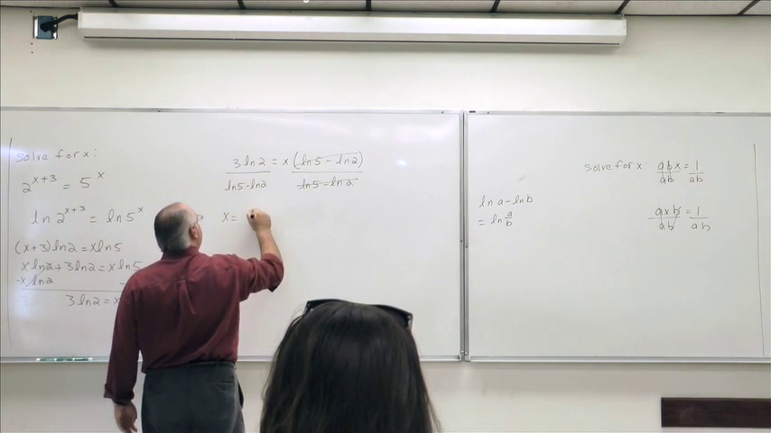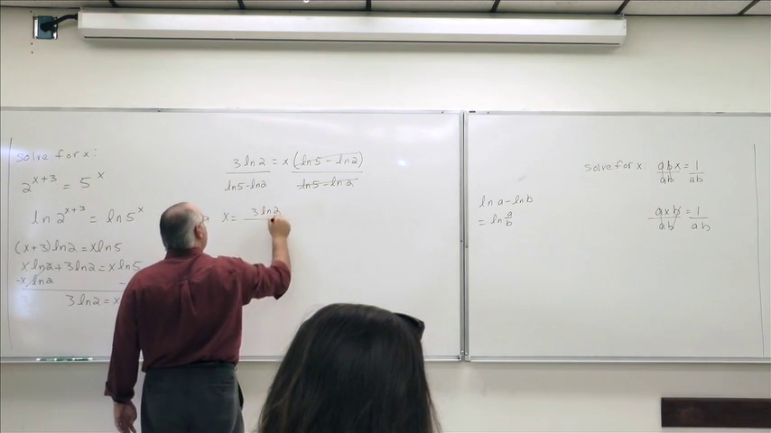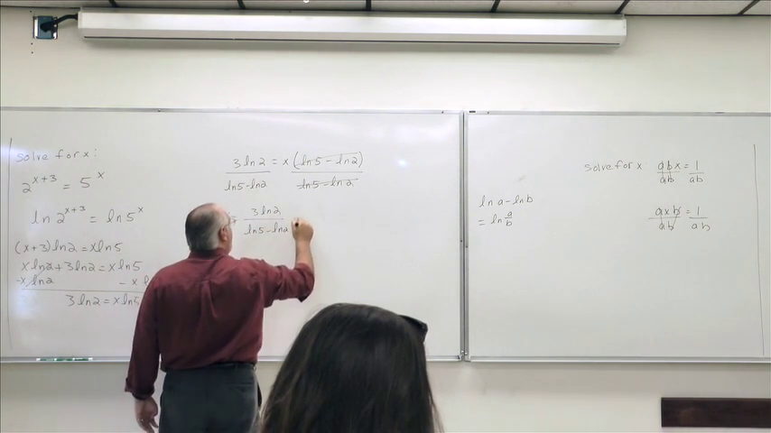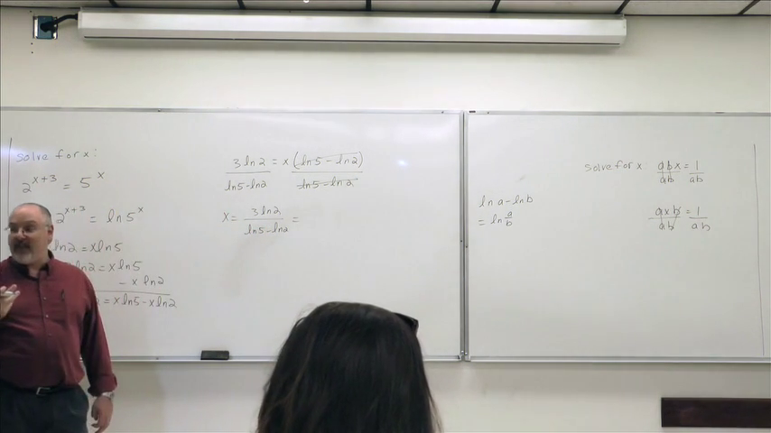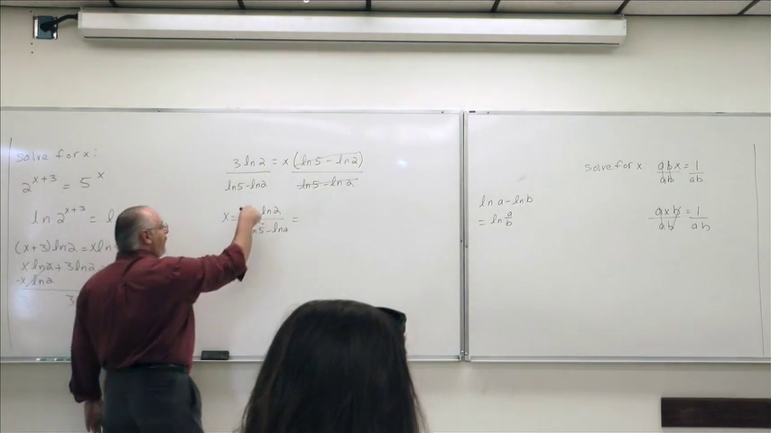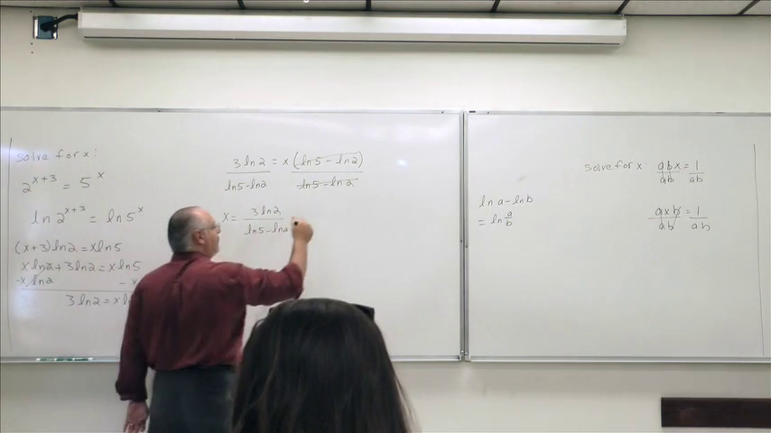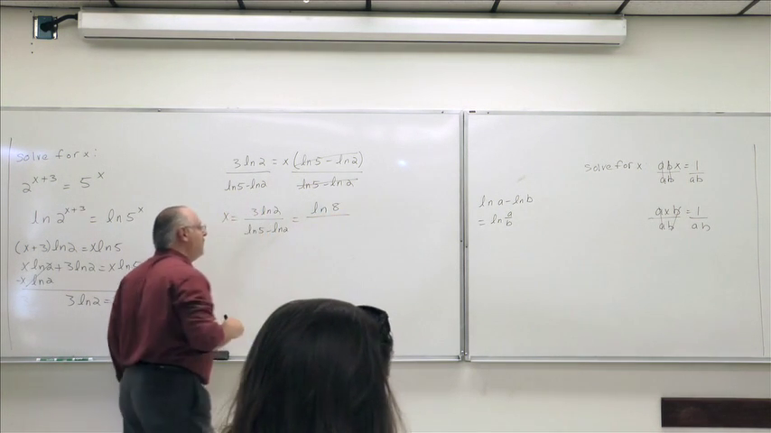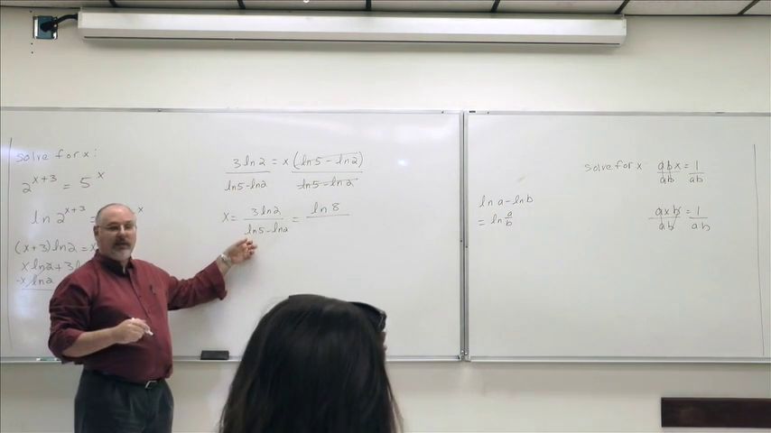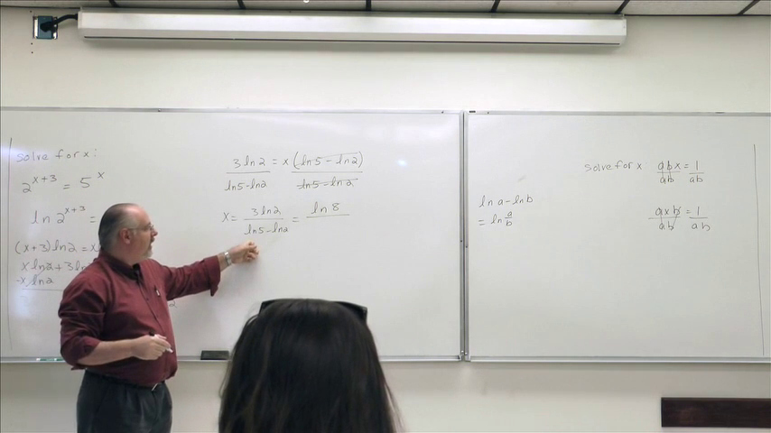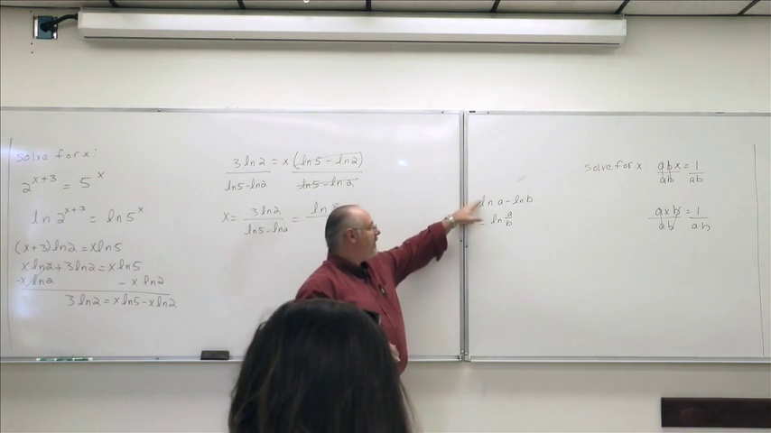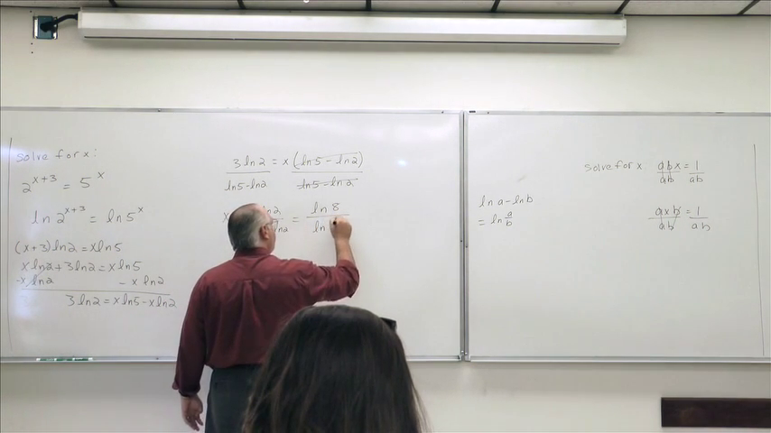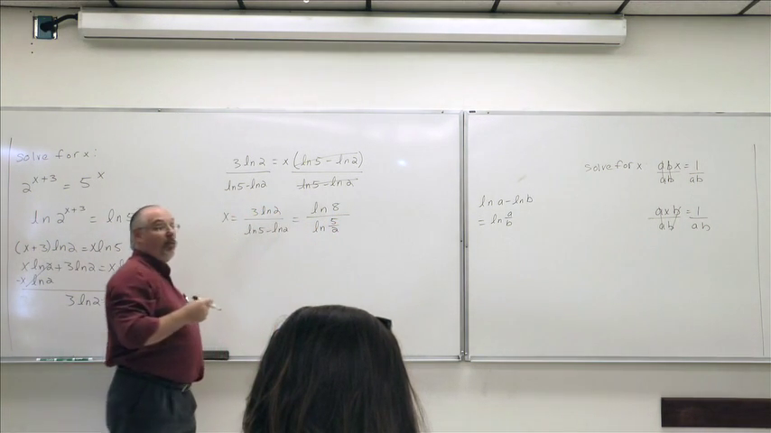So we get x is 3 natural log of 2 over natural log of 5 minus the natural log of 2. And if you want to simplify that as much as you can, bring the 3 up. It becomes the natural log of 2 to the 3rd, which is 8. Here you can combine using the same property as before. Subtraction of logarithms becomes the log of a quotient. So this becomes the natural log of 5 halves, or 2.5.